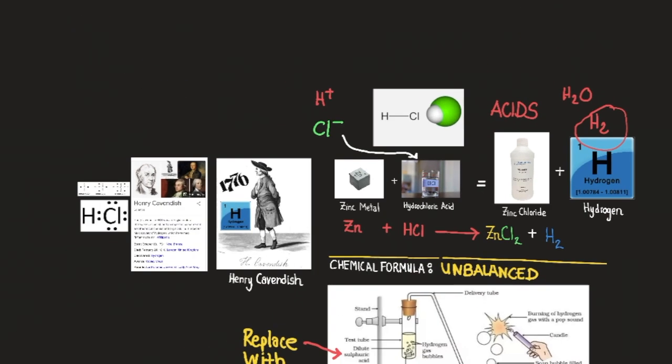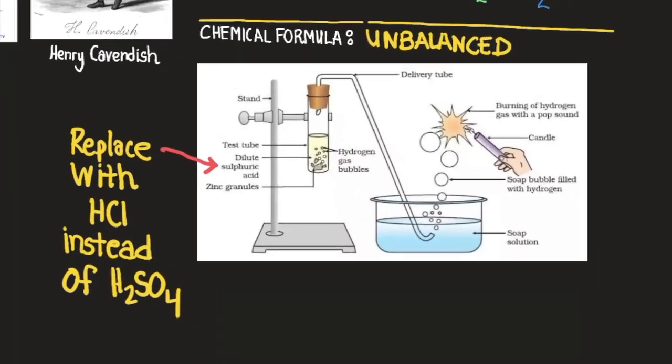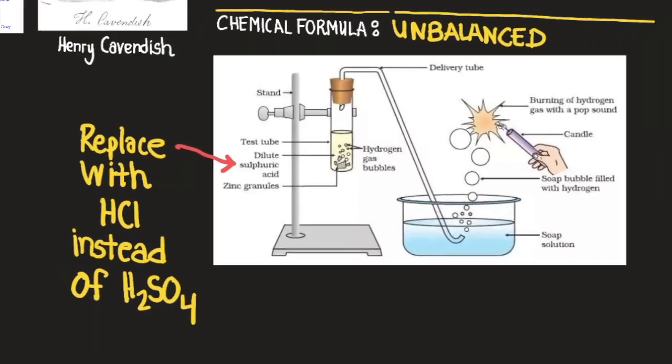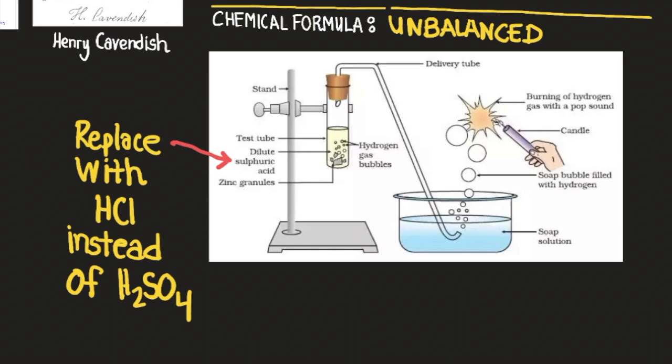Here below we see a visual demonstration of how that separation might have looked in his laboratory. We see a delivery tube along with hydrogen gas bubbles being created from the separation with the acid itself. Here you can see that the acid is not hydrochloric acid. Usually hydrochloric acid is hydrogen combined with a chlorine atom, but sulfuric acid is a different type of acid, which is a combination of 2 atoms of hydrogen combined with 1 atom of sulfur and 4 atoms of oxygen.